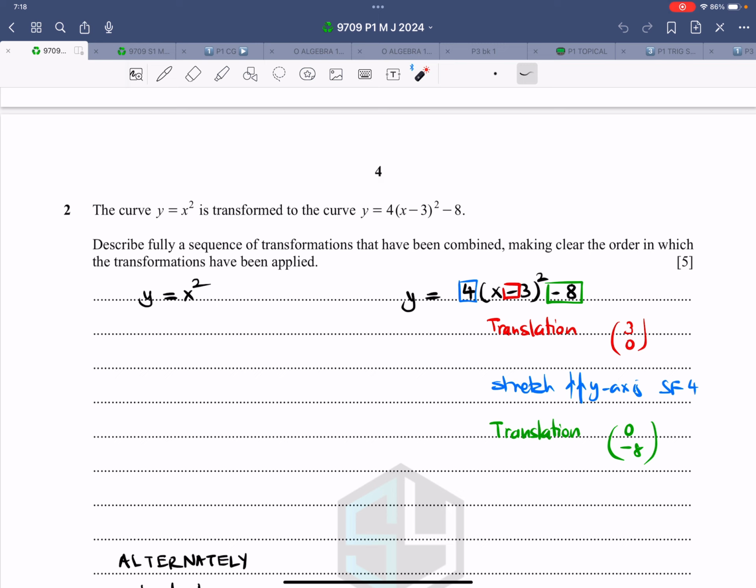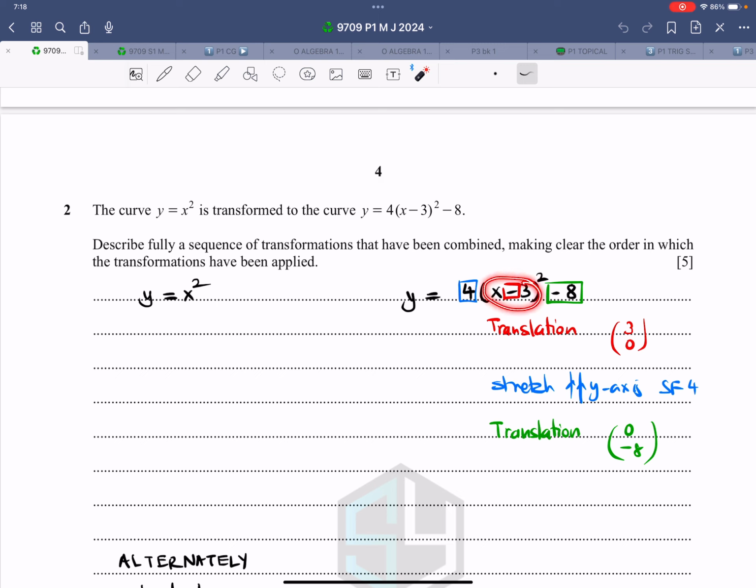Now there are two possible solutions for this one. The first solution which I've written over here, I'm first focusing on the negative 3. That means it's a translation and this is the translation vector. It has been shifted 3 units to the right. There is no vertical translation at this moment. So that is the red thing that I've done.